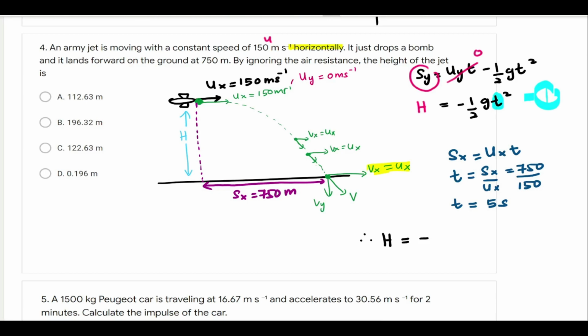Okay, H is equal to negative half GT squared, where G is 9.81 and T yang kita dah kira tadi adalah 5 seconds. Jangan tertinggal squared. GT squared. Okay, so H kita dapat adalah negative 122.63 meter. Okay, since the motion is downward, so kita akan dapat ini adalah negatif lah sebab pergerakan bom tadi daripada atas turun ke bawah. Okay, so kita akan dapat negatif. So the answer is C.